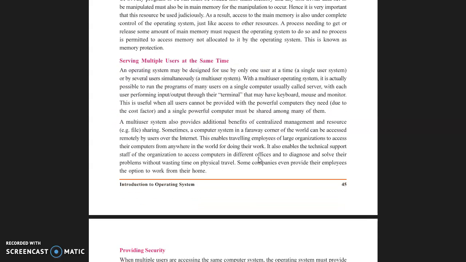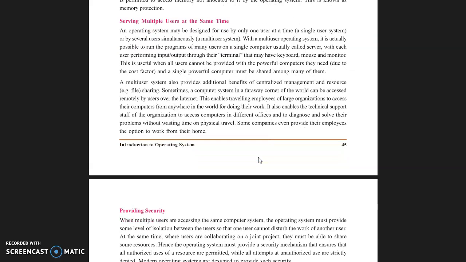Now, serving multiple users at the same time. What is a user? In a computer system, there are three main components: hardware, software and user. Without a user, the computer is unable to work. You know this very well.